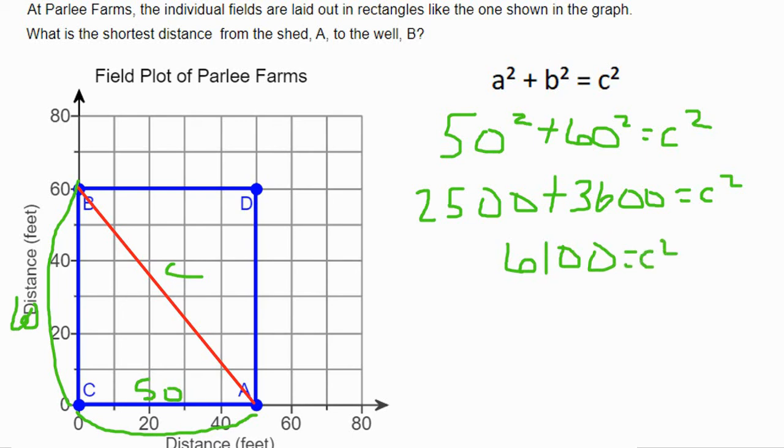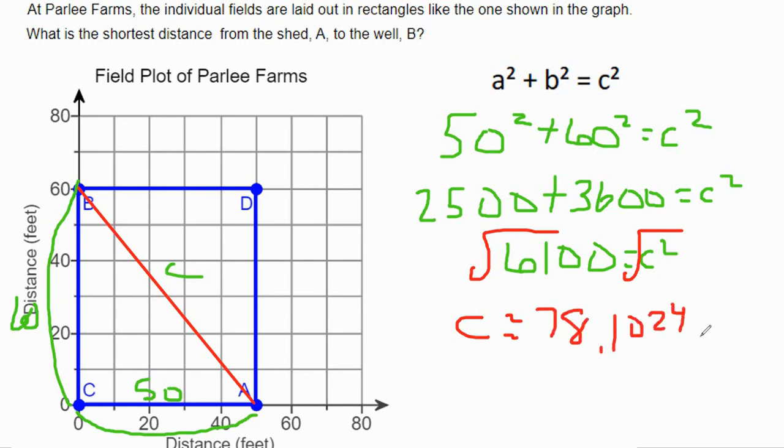And again, the opposite of squaring a number is the square root. So we take the square root of both sides. And this time, it doesn't say in here, but we should have rounded our answer to the nearest tenth. So C is about equal to 78.10249. It kind of goes on forever because it's an irrational number.